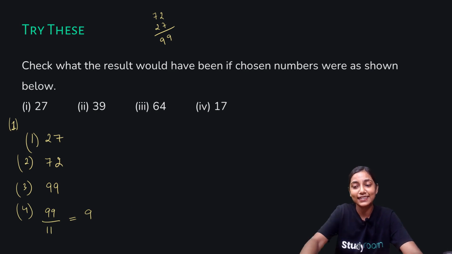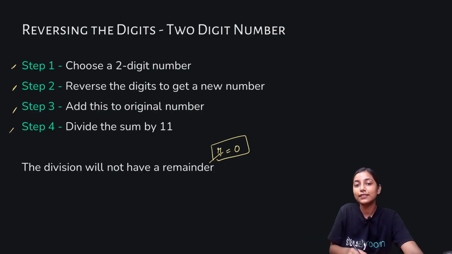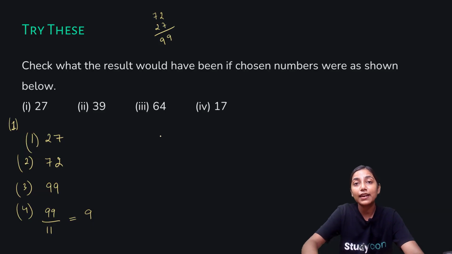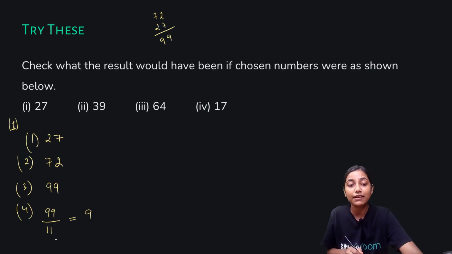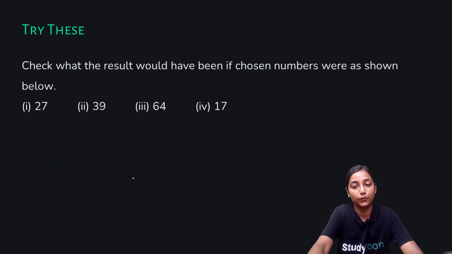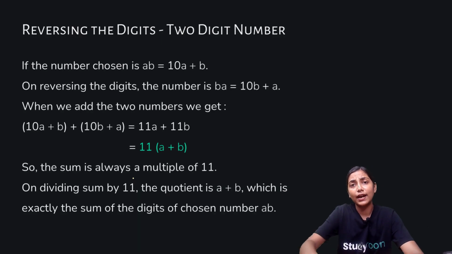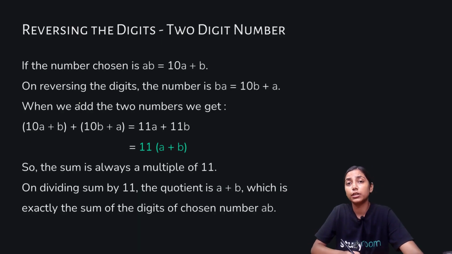So yes, this is true. This result is true that the division is not having any remainder because 99 can be divided by 11 and our quotient is coming to be 9. Similarly, if you do this for 39, 64, 17, try these yourself, you will get the same thing, that at the last you will get your remainder as 0. Now let's see, why does this happen? What is the logic behind this?